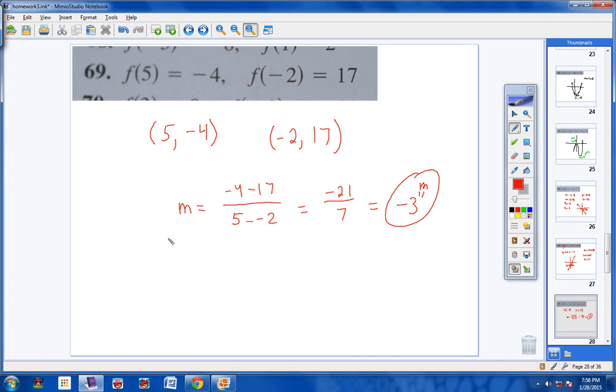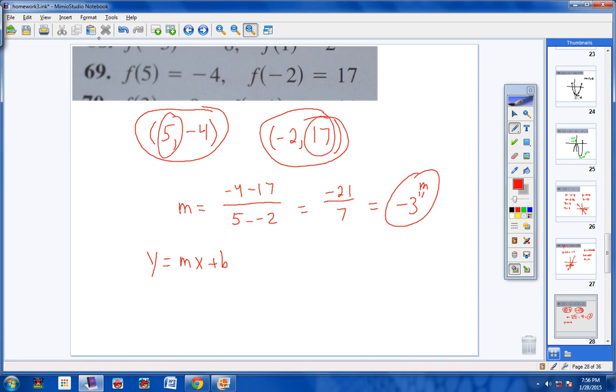Now, next you want to find your b, or your y-intercept. Remember how to do that? We have a formula for that. y equals mx plus b. It doesn't matter which ordered pair you use. You can use this one in this formula or this one, but A, don't use them both, and B, don't mix them up. Don't take the x from here and the y from here, or the y from here and the x from here. Pick one point and use it.